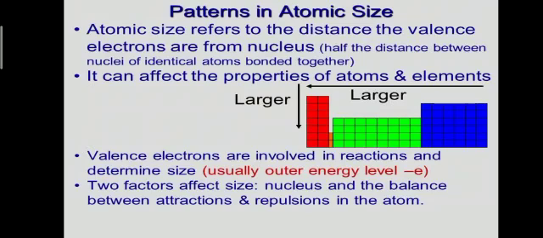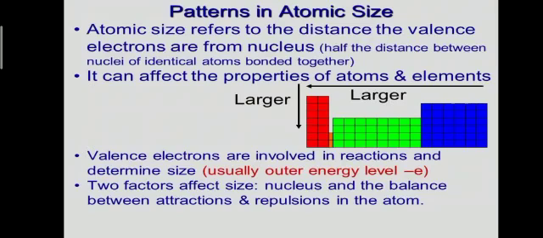So an atom can combine with one or more different atoms. In isolated form it has a different size, but in combination with other atoms the size will change. The atomic size of an atom is expressed in terms of atomic radii, covalent radii and ionic radii. Basically, the valence electrons are involved in reactions and they determine size. Two factors affect size, that is the nucleus and the balance between attractions and repulsions in the atoms.